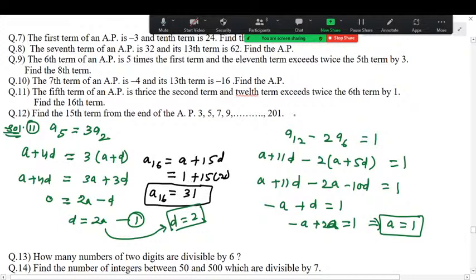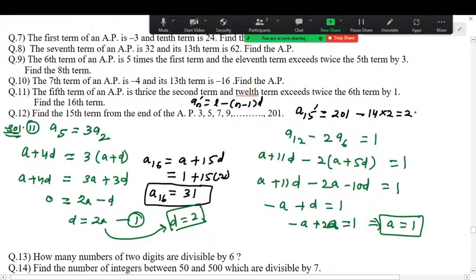Okay, the 12th question can also be solved very easily. We want the 15th term from the end, and you know the formula. The nth term from the end can be obtained using L minus (n minus 1) into d. L over here is 201, n is 15, so n minus 1 is 14, and d over here is 5 minus 3, that is 2.